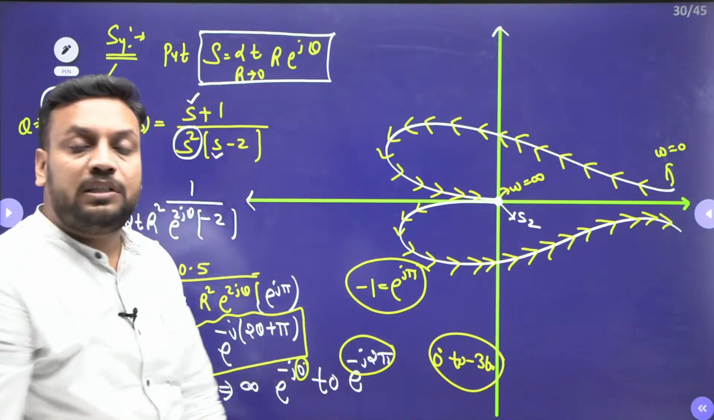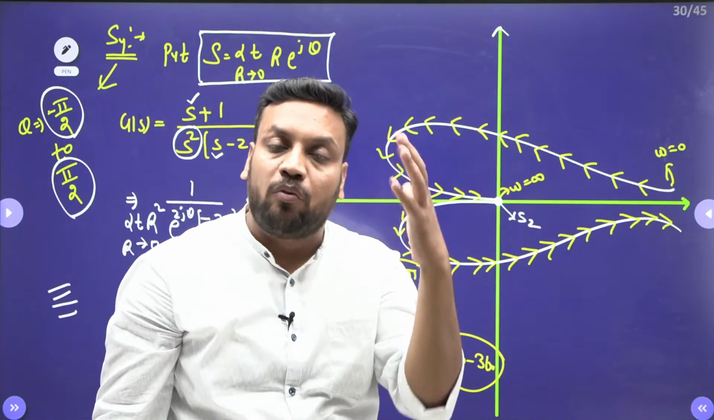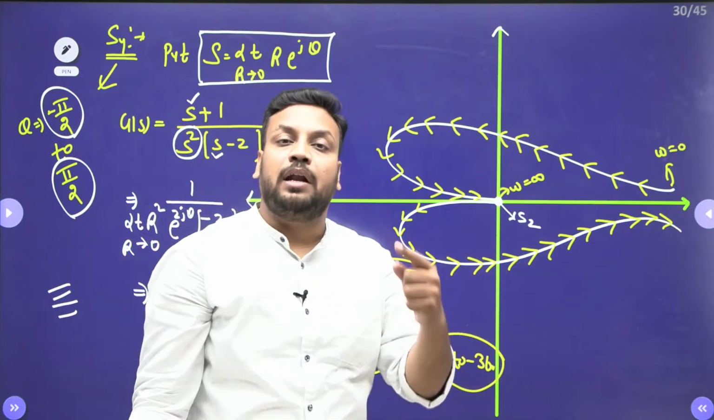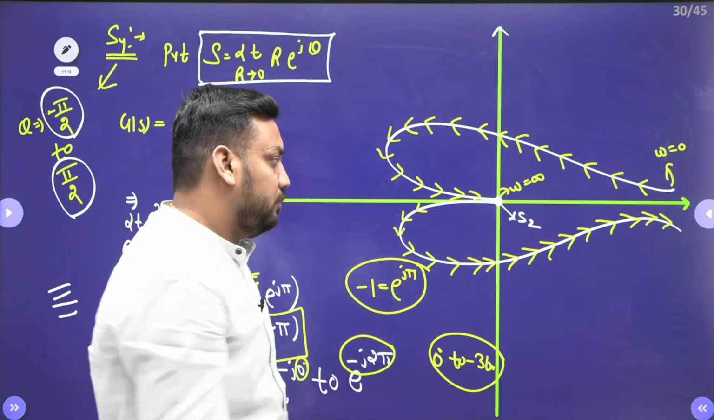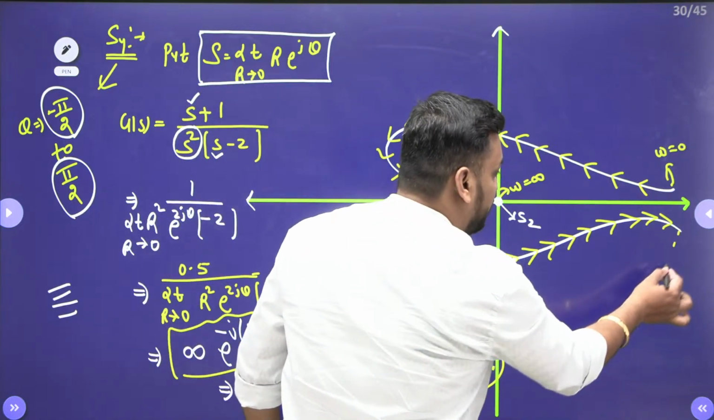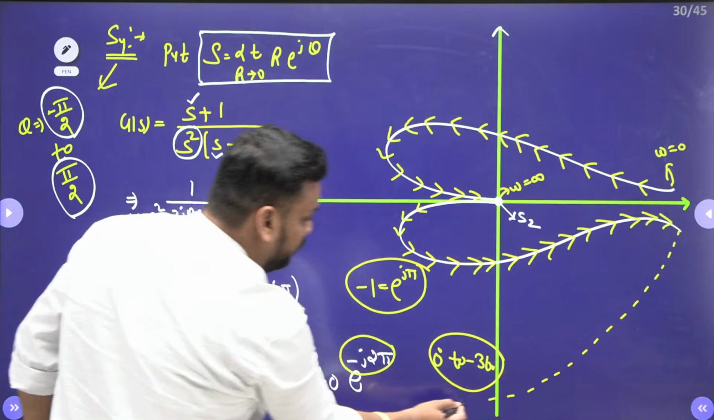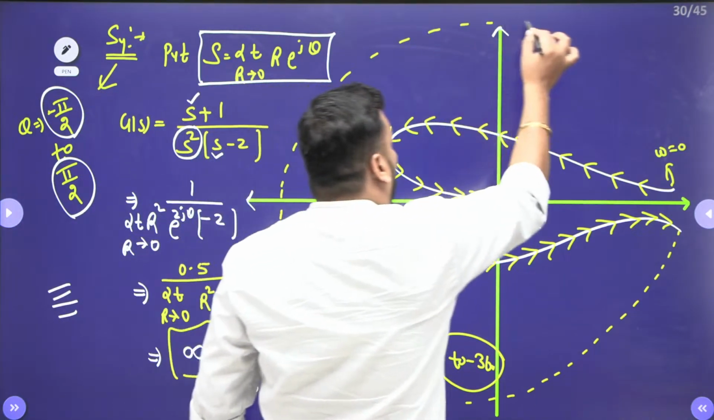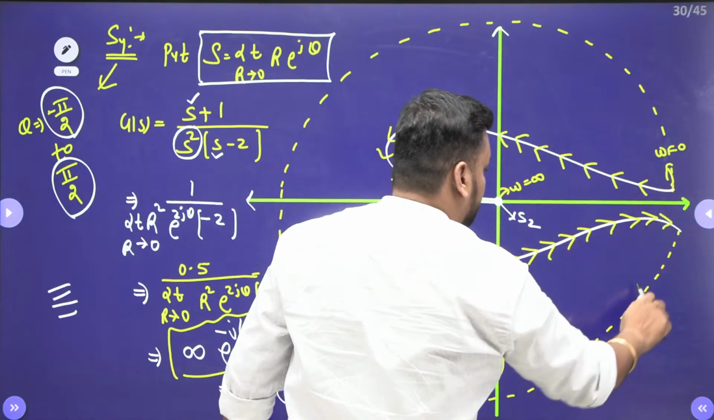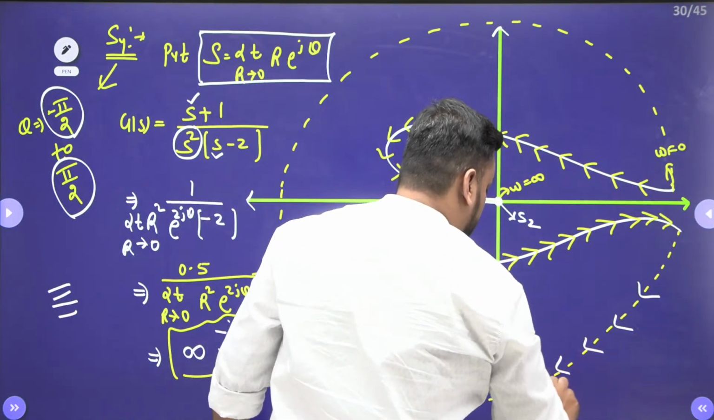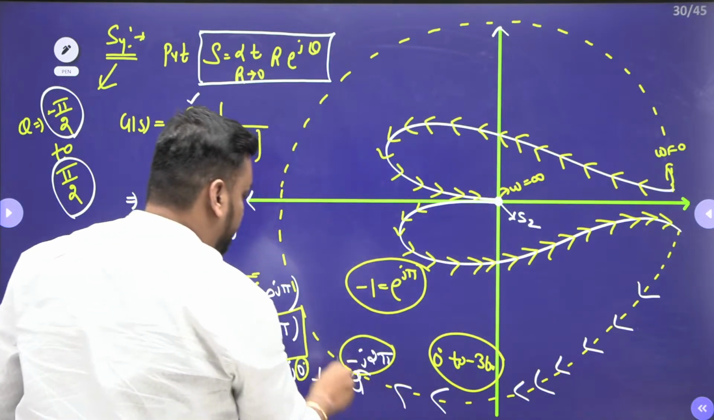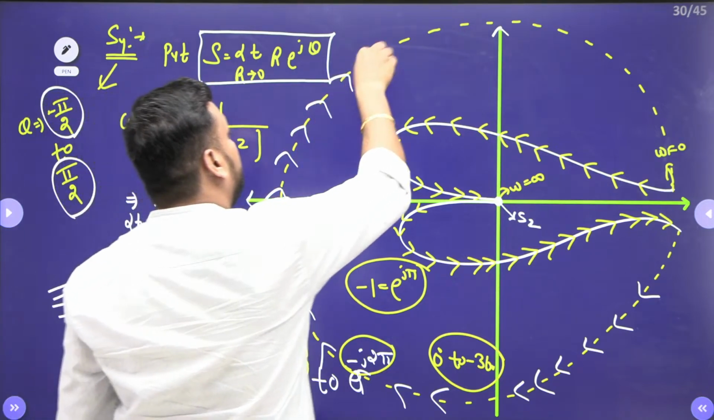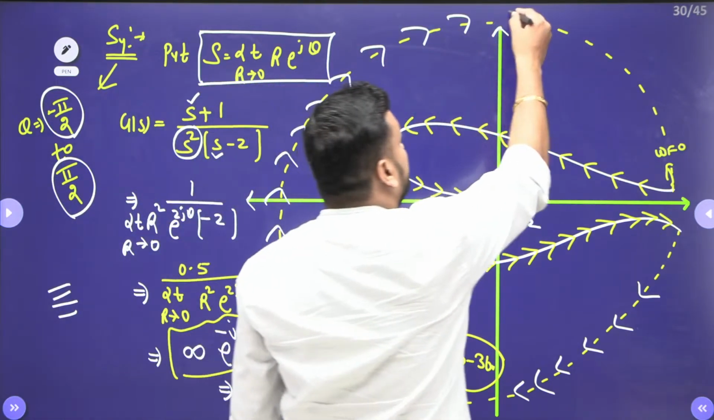0 to minus 360 means you have to travel four quadrants, and because you are traveling 0 to minus 360, you have to travel in clockwise direction, just like this. This is first quadrant clockwise, this is second quadrant, third quadrant and fourth quadrant, just like this. And this will be the direction, guys. So I hope this part is clear to you.